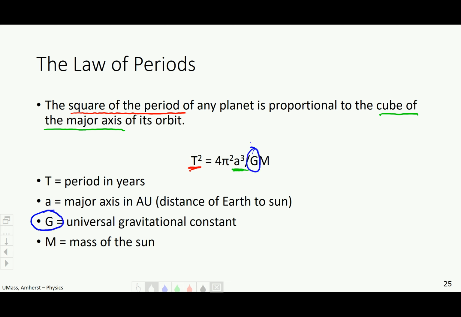Gravity, big G, the universal gravitational constant, pops up here. And if we're talking about planets, M is the mass of the sun. Yeah, that is right there. So we can see that there is a constant of proportionality in 4 pi squared, but proportion-wise, it comes out to the period squared is proportional to the major axis cubed.